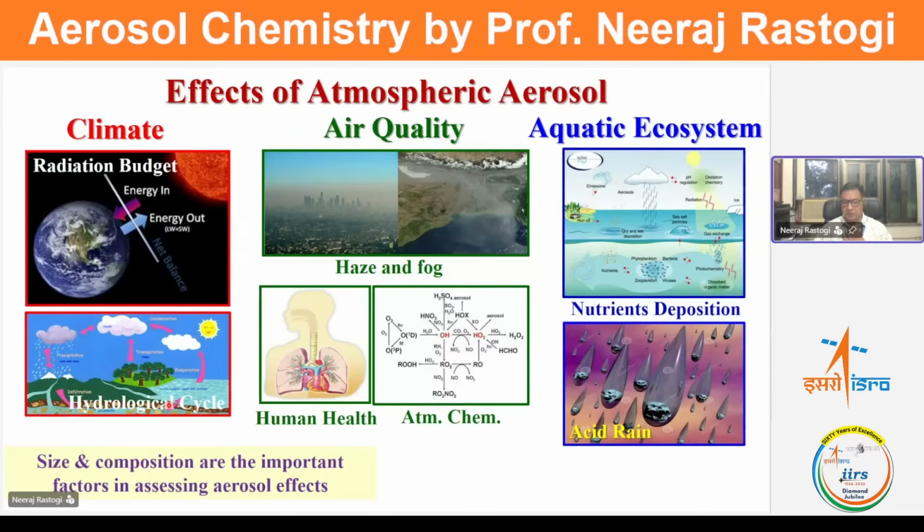And composition, as I was telling you, if it is hydrophilic, it behaves differently. Same way, it can absorb or scatter, so it behaves differently. So size and composition both are important in assessing the effects. And then again, if you recall, I was talking about the transformation process, which again can affect the size and composition. So initially size or composition was different, but after transformation, the size and composition became different. So all these things are important when we are trying to study the effects of aerosol on our Earth system, whether it is climate or air quality or aquatic ecosystem.